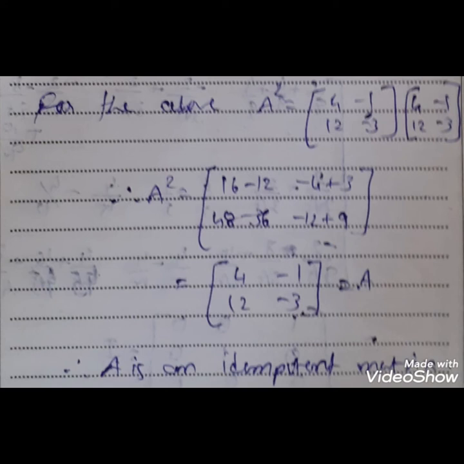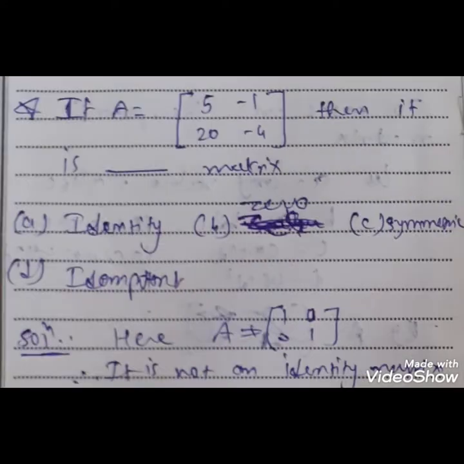So we get 16 minus 12, 4 minus 4 plus 3 are the elements of the first row, and 48 minus 36, minus 12 plus 9 are the elements of the second row, that is 4, minus 1, 12, minus 3, equal to A. Means here we get A square equal to A. So we say that A is an idempotent matrix.